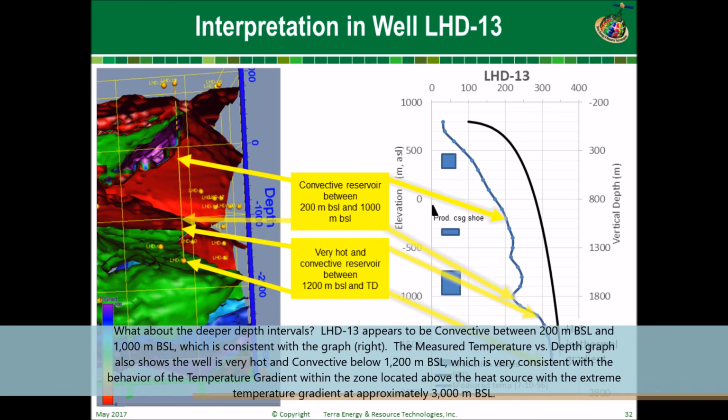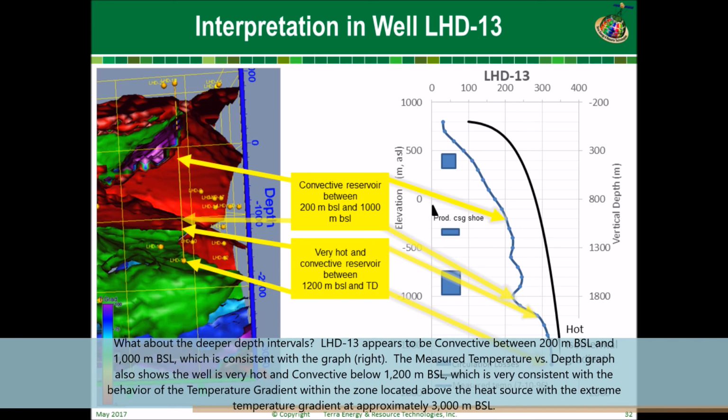What about the deeper depth intervals? LHD 13 appears to be convective between 200 meters below sea level and 1,000 meters below sea level, which is consistent with the graph on the right. The measured temperature versus depth graph also shows the well is very hot and convective below 1,200 meters below sea level, which is very consistent again with the behavior of the temperature gradient within the zone located right above the heat source, which is shown by the extreme temperature gradient at approximately 3,000 meters below sea level.